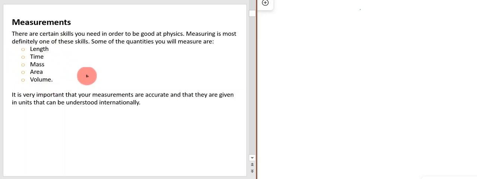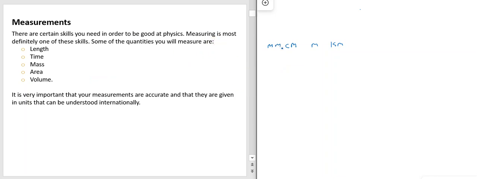So it's very important that your measurements are accurate and that they are given in units that can be understood internationally. Each of these quantities will have a corresponding unit associated with it. So what do we mean by unit? If we take, for example, length, the unit we would use could be centimeters, meters, or kilometers, depending on the size, and it could even be millimeters. So when we're talking about units, that's what we mean.